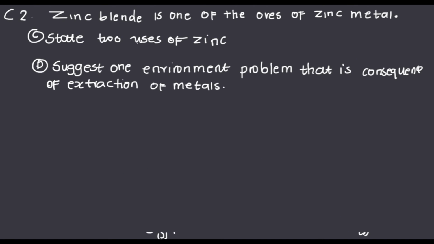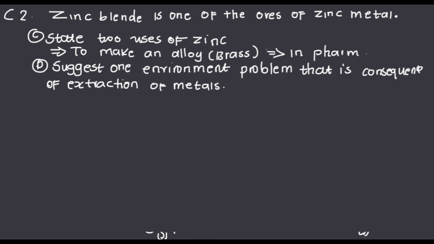Question C, state 2 uses of zinc. Number 1, we can say to make an alloy, which is brass. Now, apart from forming this, the other one, we can also say it is used to make pharmaceuticals. Then also sometimes zinc can be used to make electrical cables.